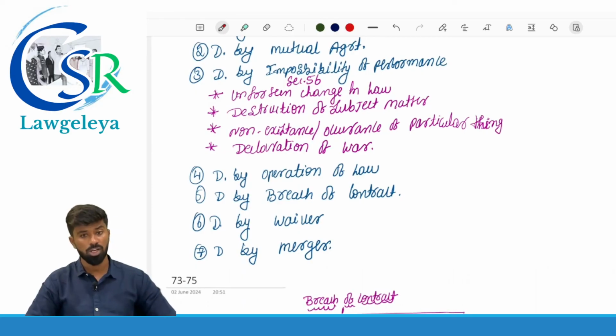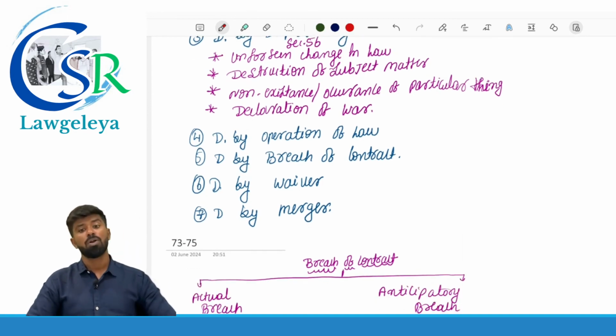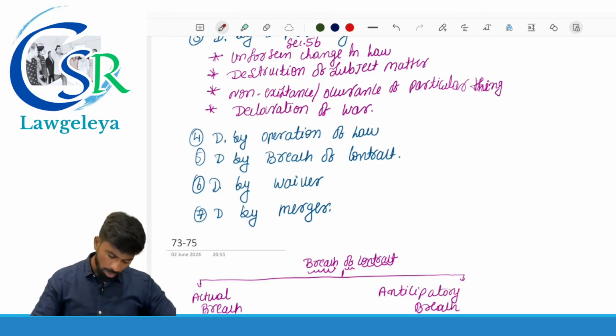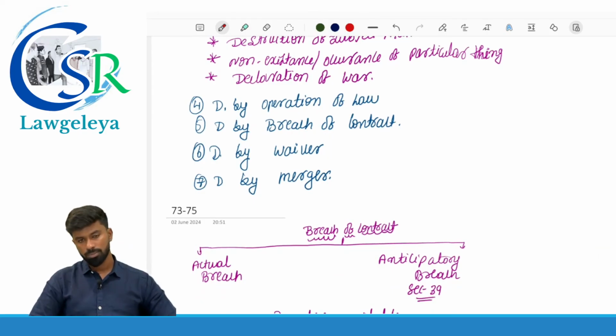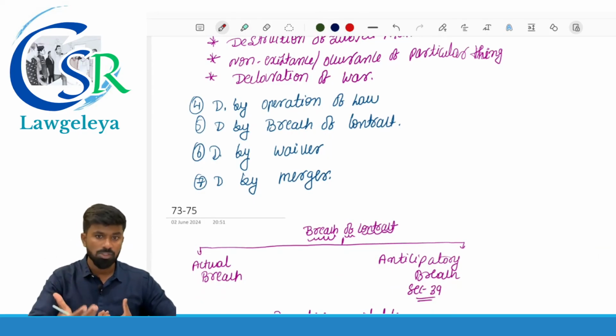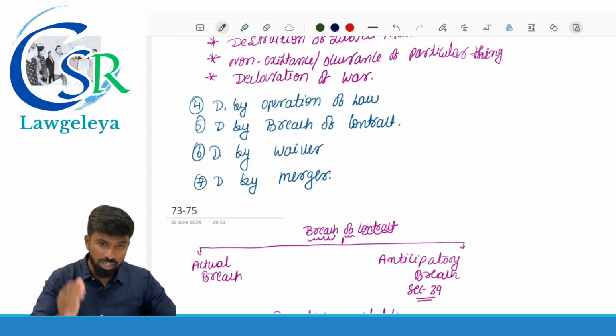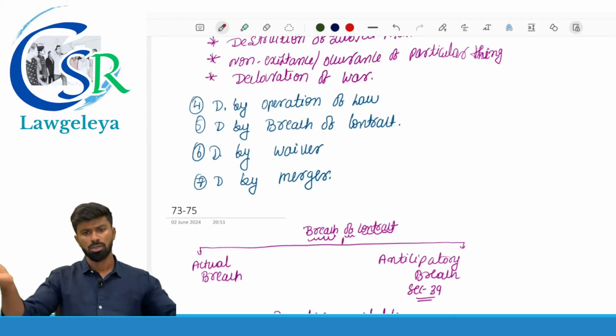Next one, by operation of law, that is in case of death of a party, contract comes to an end. Unsound mind, contract comes to an end. Next one, by breach of contract. If the promisor refuses to perform and if the promisee rescinds it, contract comes to an end. By waiver, section number 63, if a promisee remits or waives the performance of the promise or extends the time or accepts some satisfaction other than the promise, discharge.